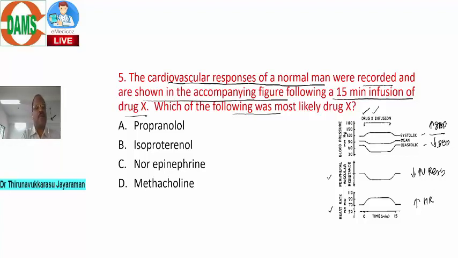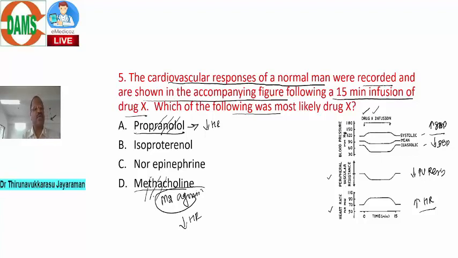Propranolol. We know propranolol, a beta blocker, will cause a reduction of heart rate. Here there's an increase in heart rate. So ruled out. I will come to isoproterenol a little bit later, wait for some time. Methacholine, an M2 cholinergic agonist, also causes reduction of heart rate. So this is also ruled out. So the option can be either isoproterenol or norepinephrine.